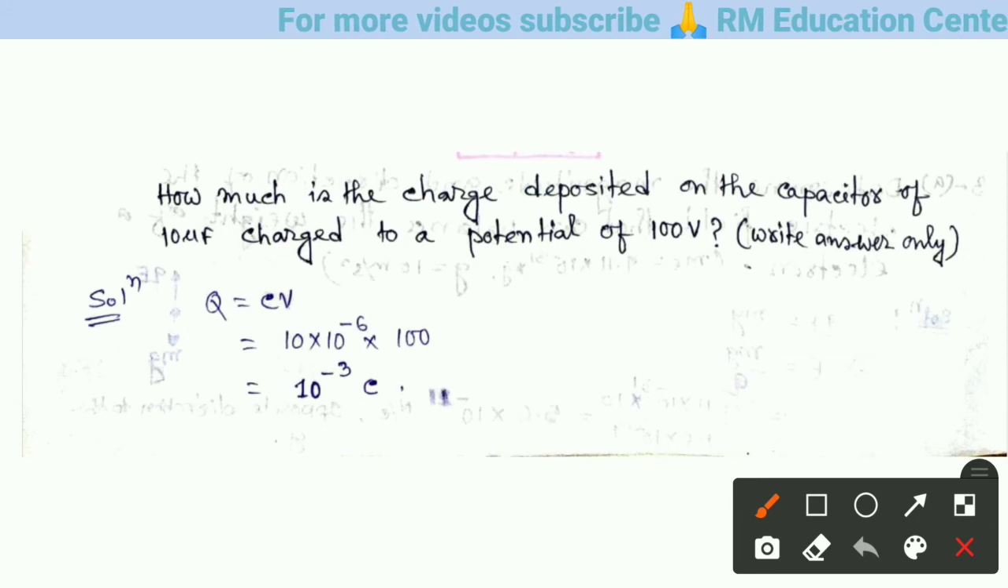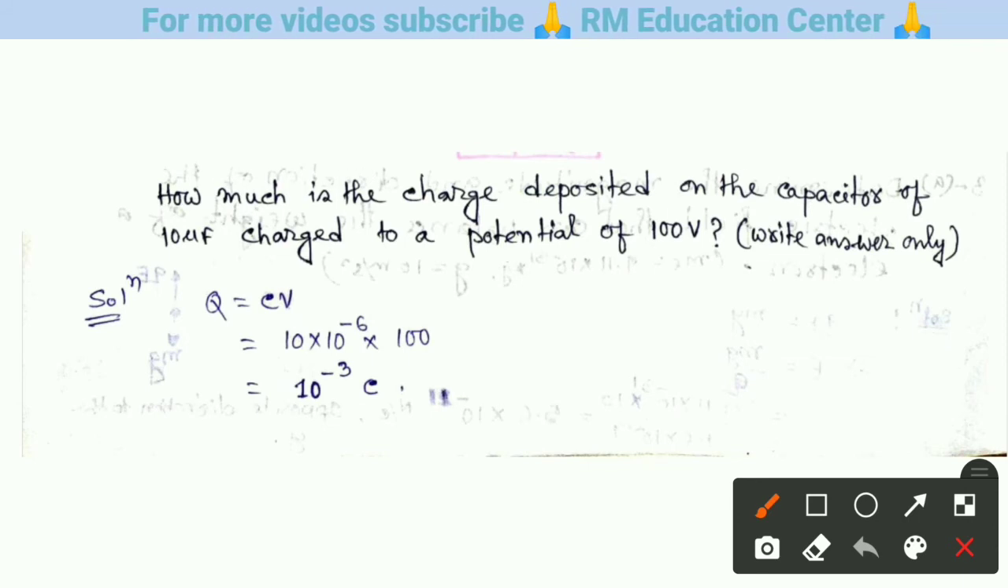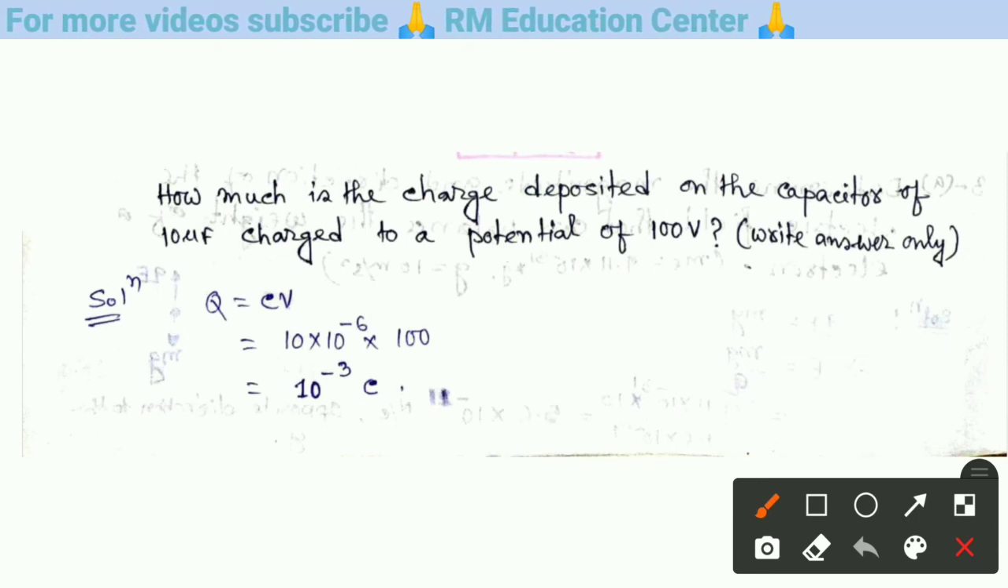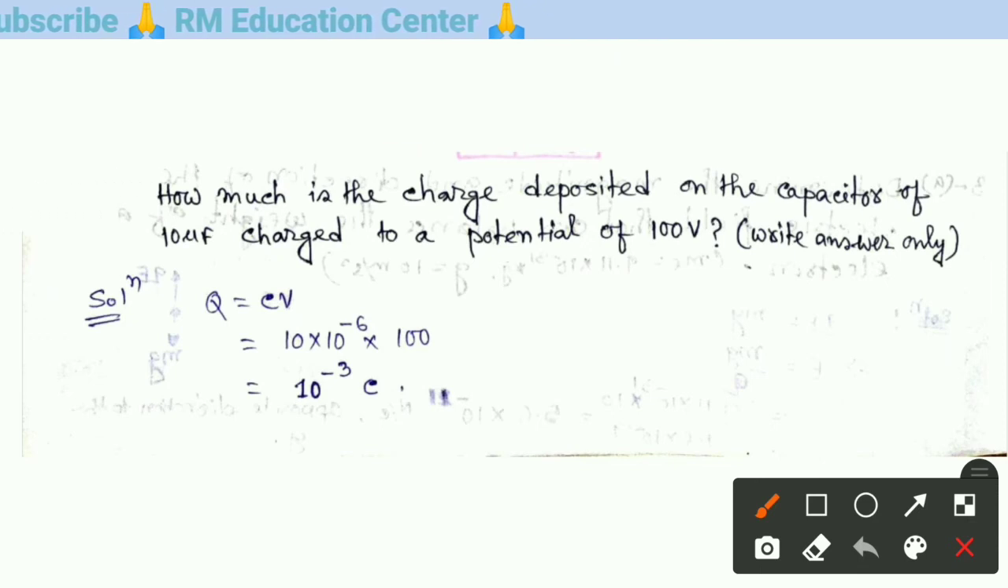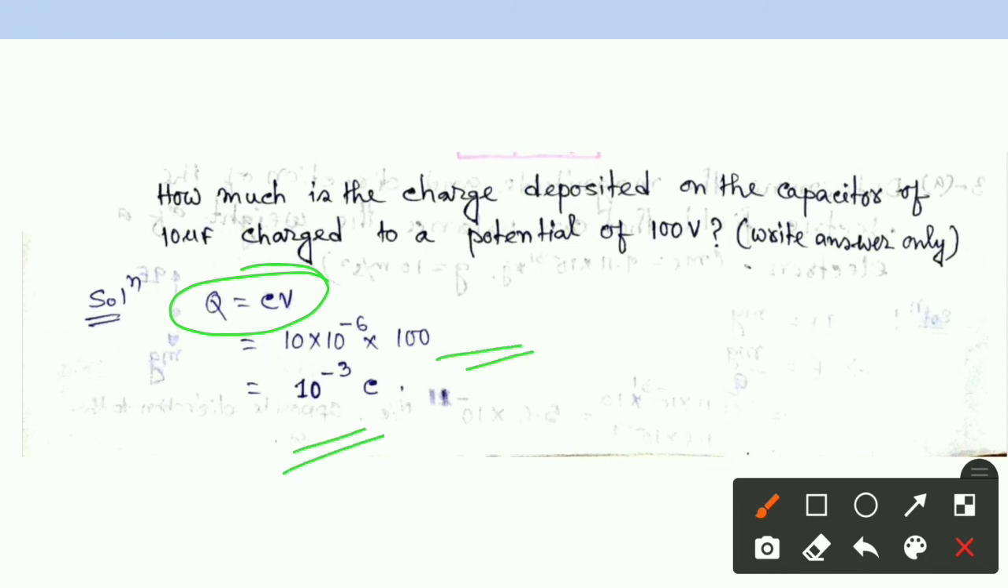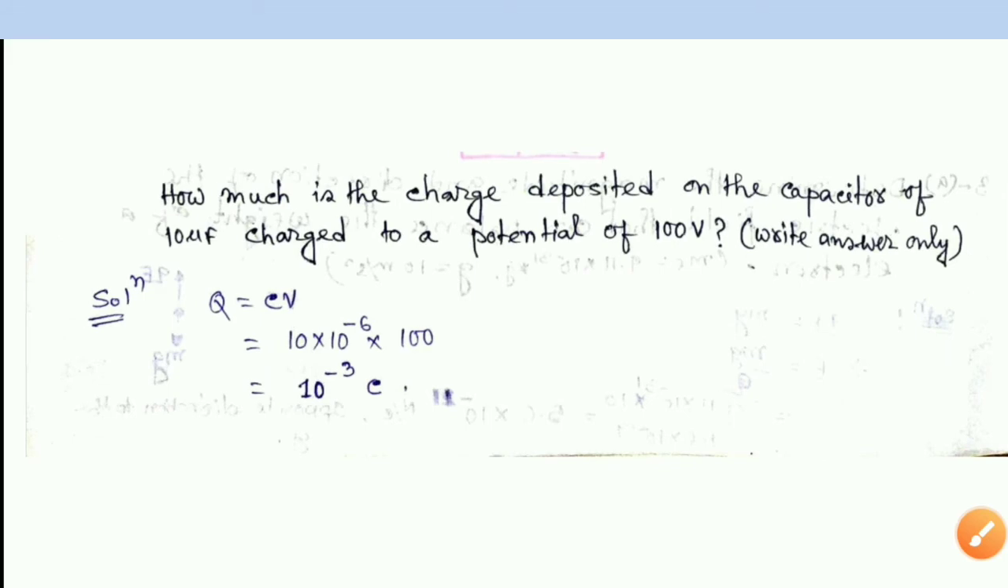Next question is, how much is the charge deposited on the capacitor of 10 microfarad charged to a potential of 100 volt? We know that Q equals CV. Now C is 10 into 10 to the power minus 6 and V is 100. So the answer is 10 to the power minus 3 coulomb.